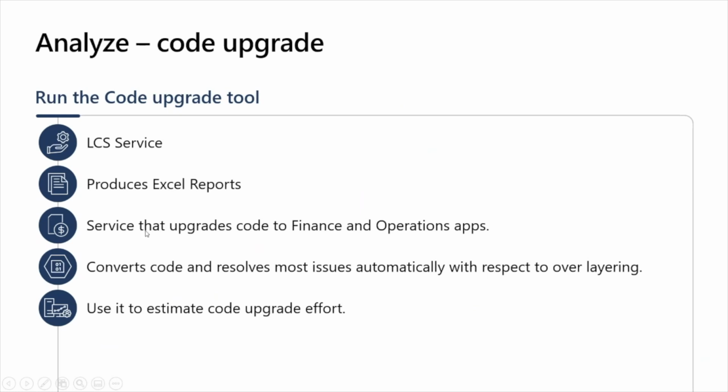It also upgrades the code to finance and operations apps format. I just have to be clear here that it doesn't necessarily convert your overlays to extensions yet, although this is something that we really want to work on. But for now, it basically upgrades the code into the finance and operations format, and the remaining work is to convert those overlays to extensions. So as you can see, it does convert the code and resolve some of the conflicts, and then gives you a report for that to pick up the work from there. The key use case for us during the analysis phase is to use it to estimate the code upgrade efforts.